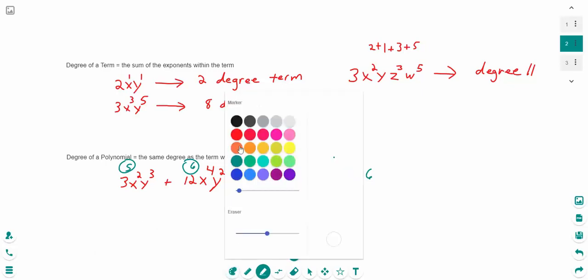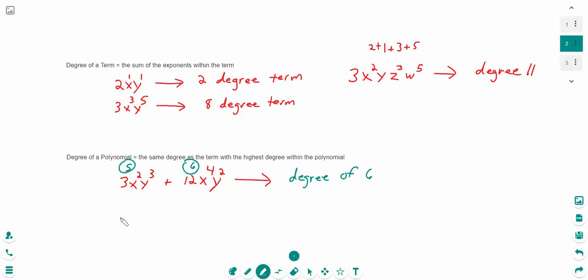All right, let's try another one. What if we've got 2x to the third plus 4 plus 5x squared y squared z to the third, plus 4x squared. So what is the degree of this polynomial? Let's look at the degrees of each of the terms. So the degree of the first term is going to be what? It's just going to be a 3, right? Adding all of those exponents is just a 3.